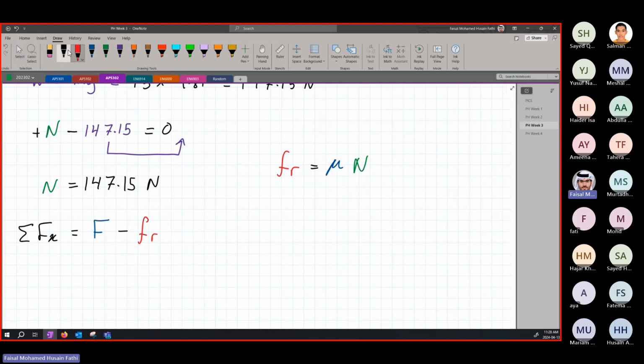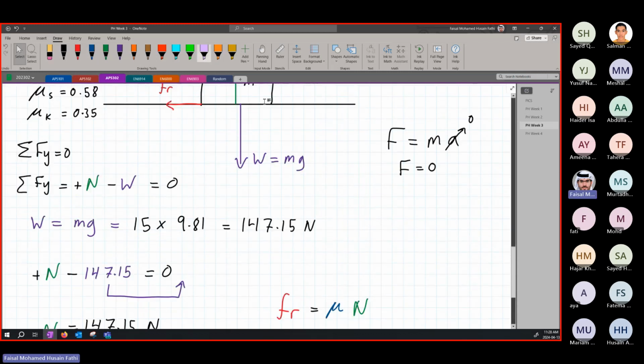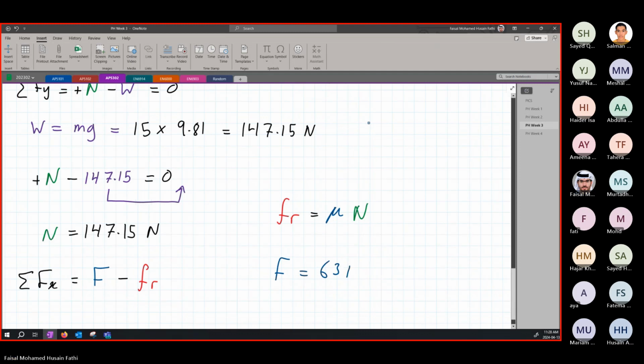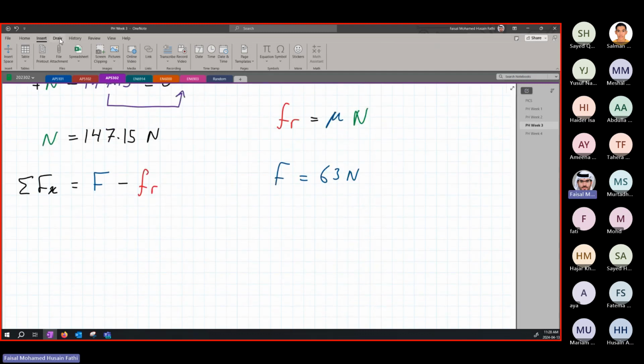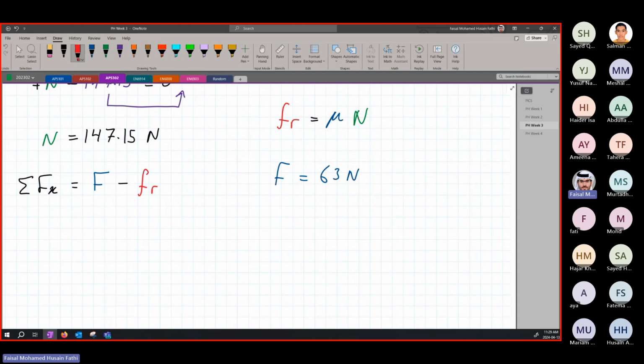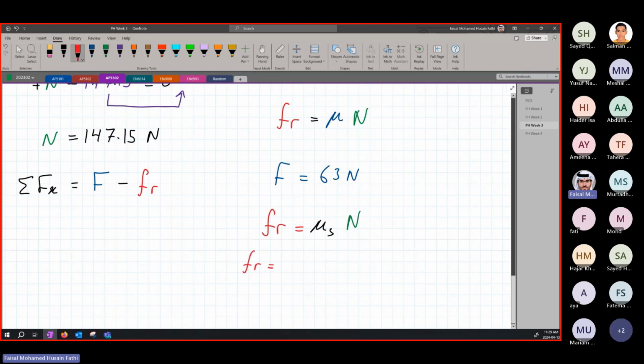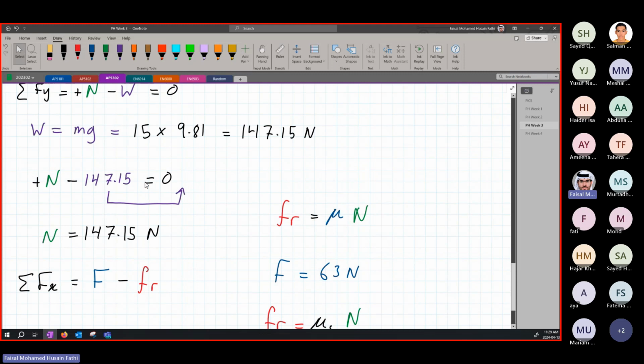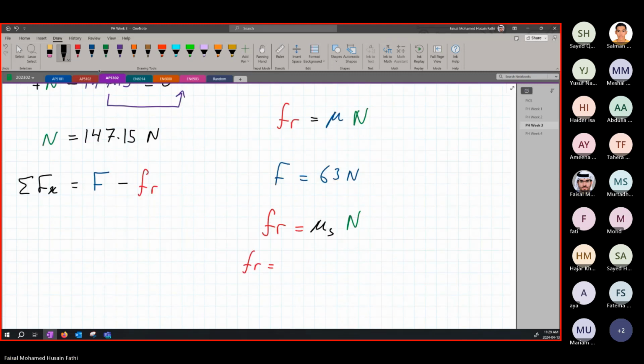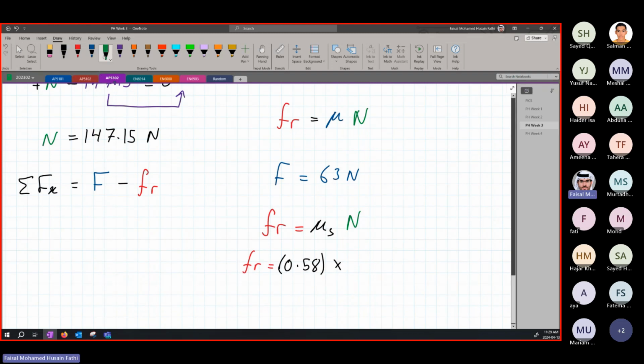So let's look at this. Let's look at just the force F. F is equal to 63, was it? Did I say 63? Yes, 63 newtons. So let's look at our static friction. Fr is going to be equal to mu s times N. We already know mu s is given to us. Mu s, the static, is 0.58, times the normal force we already found to be 147.15.